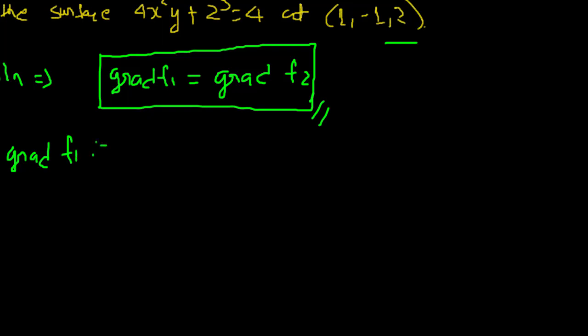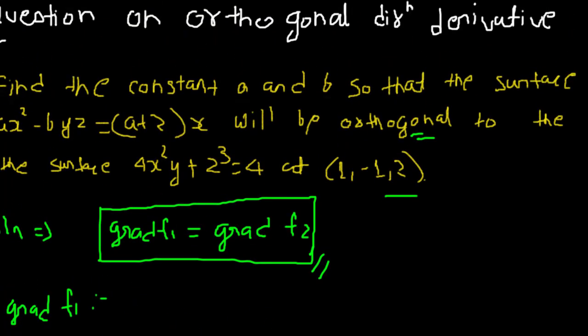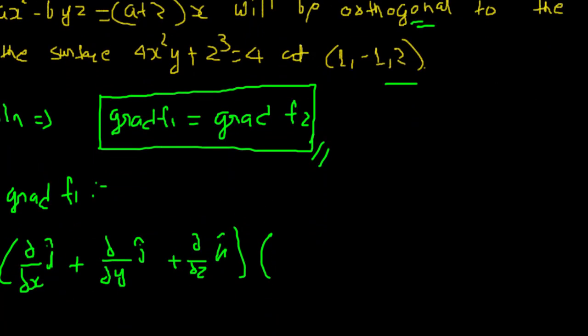That will be del by del x i cap plus del by del y j cap plus del by del z k cap, which will be applied to f1. F1 is ax square minus byz. Since we are going to put everything on the left hand side, a minus sign will come, and a plus 2 into x will be there.